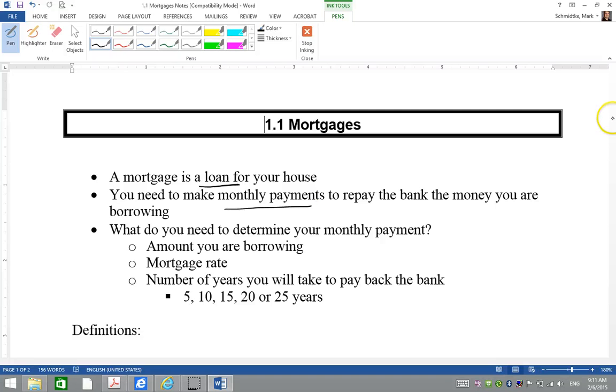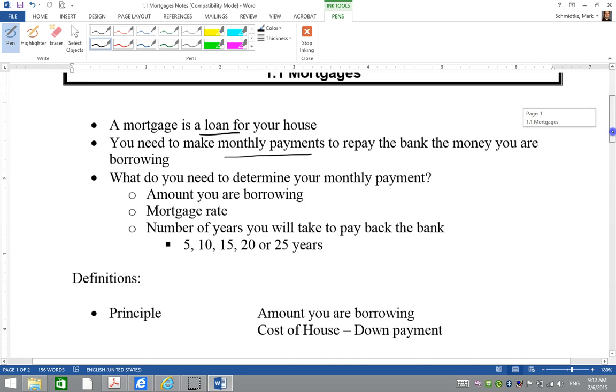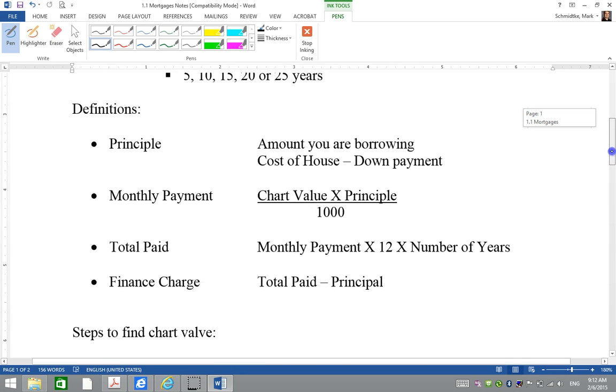Let's look at some definitions that we need to know when we're talking about mortgages. First one is the principal. Principal is the amount you're borrowing. Now remember, the amount you're borrowing isn't the cost of the house. In order to take out a mortgage, you'll need to save up a down payment.